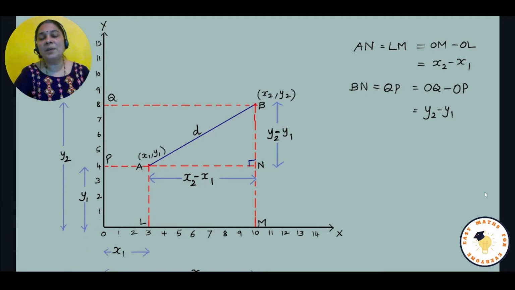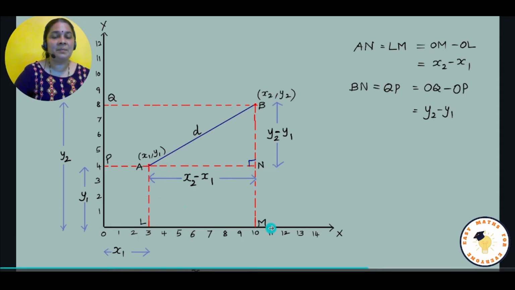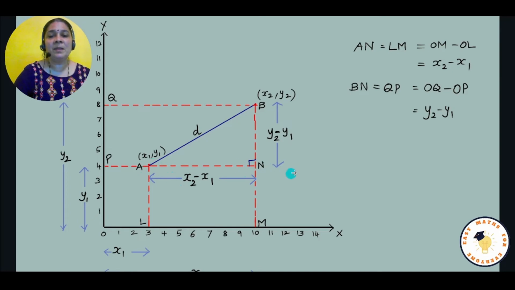Since there are so many points over here, let us name them to make our job easy. The point (x1, y1) I have named as A and the point (x2, y2) is named as B. And the perpendicular lines which we drew from A and B are named as AL and BM. And the horizontal line which I drew from A to BM is named as AN. Let us take this distance between A and B to be D, which we are going to find now.